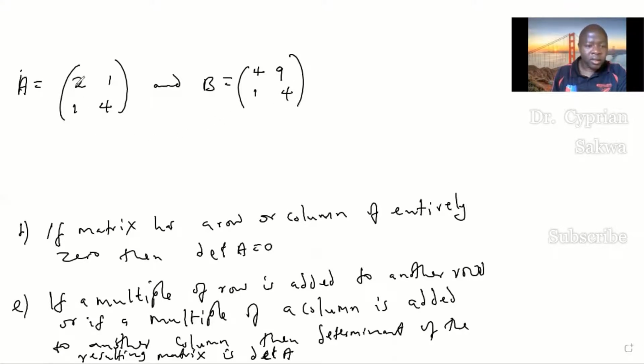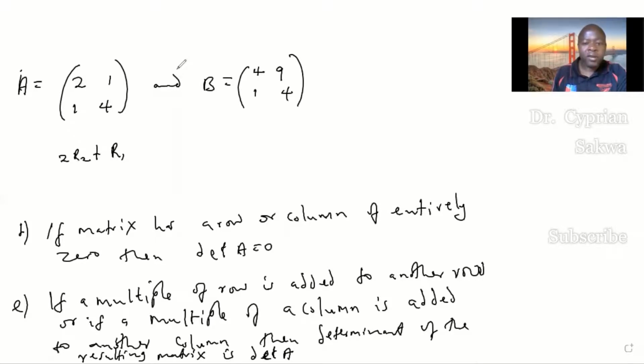So A is 2, 1, 1, 4, and what I've done is that I've taken row 2, multiplied by 2, and then added the result to row 1. So this one by 2 is 2, added to that I have 4, and this one by 2 is 8, added to that I have 9.